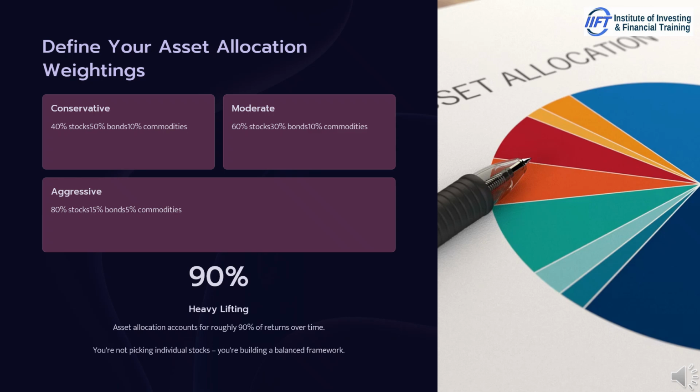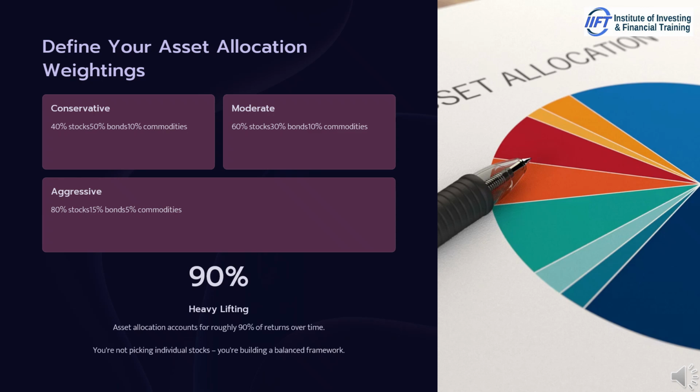A conservative investor might be 40% stocks, 50% bonds and 10% commodities, for example. A moderate investor might be 60% stocks, 30% bonds and 10% commodities, and an aggressive investor might be pushing it to 80% stocks, 15% bonds and 5% commodities. Something in that type of a range. You can see the way the weightings change there.